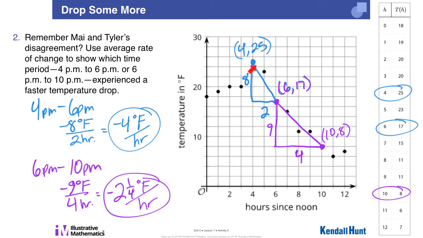So it was dropping faster between 4 and 6 p.m. And I can also see here that the line is steeper, meaning that it's going to be dropping more degrees Fahrenheit every hour.